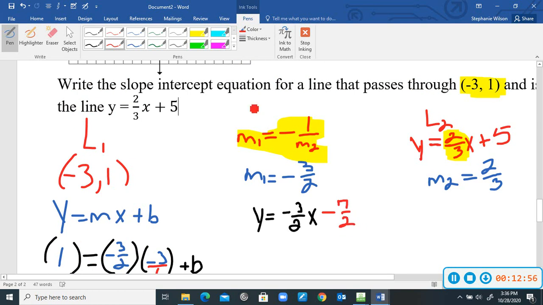And from this, I can graph my perpendicular line 1 to perpendicular line 2. And that's how you solve.